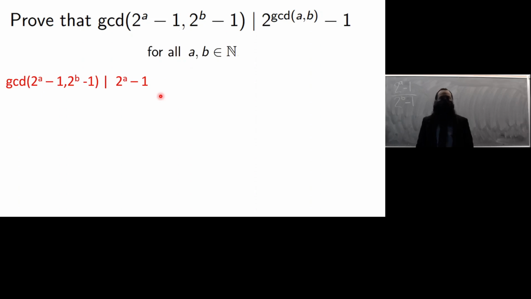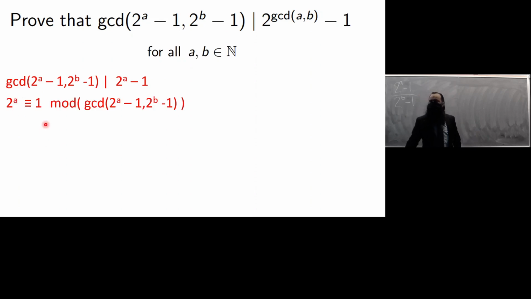I taught you A is congruent to B mod M. What does that mean by definition? M divides A minus B. M divides A minus B. So if I have A is congruent to B mod M, then M divides A minus B. So, what are we going to write next over here? Grayson? That should give us 2 to the a is congruent to 1 mod the thing on the left. Yeah, so 2 to the a is congruent to 1 mod the GCD.